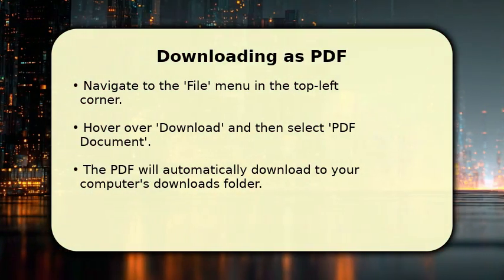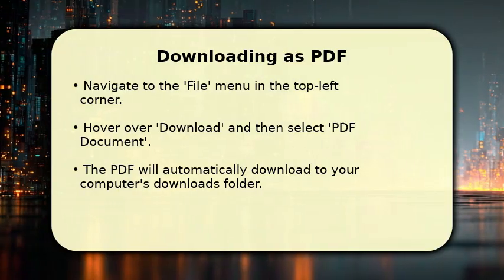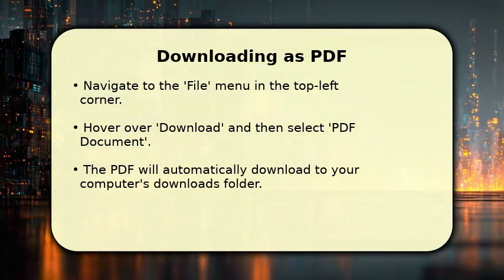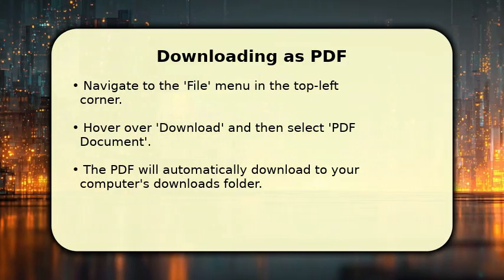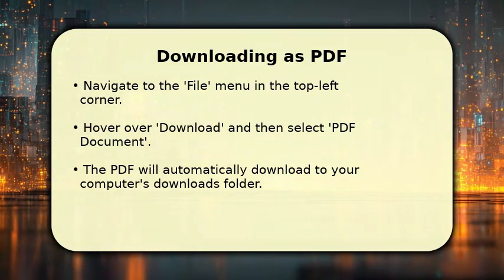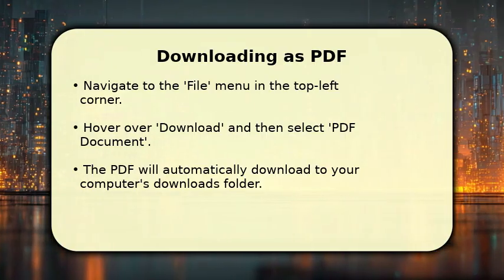With your document open, locate the File menu in the top left corner of your screen. Click on File, then hover your mouse over the Download option in the drop-down menu. A new submenu will appear. Select PDF document from this list.